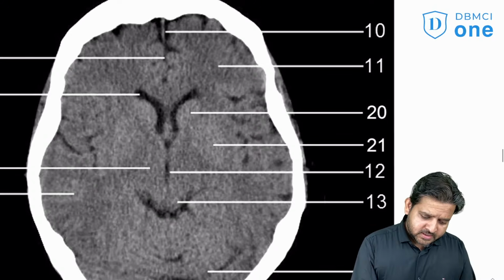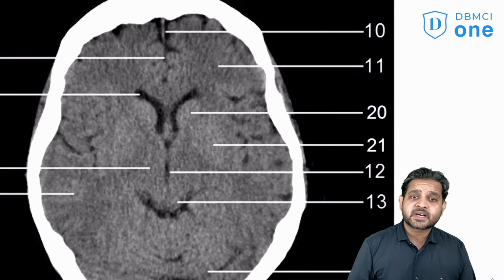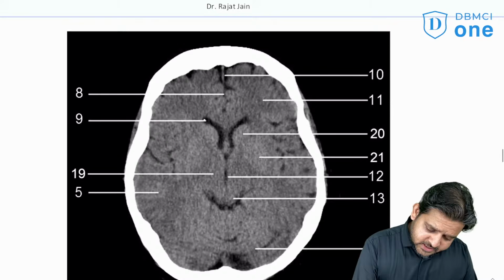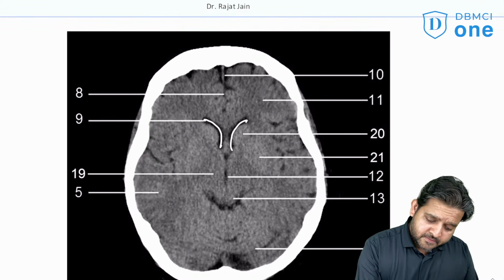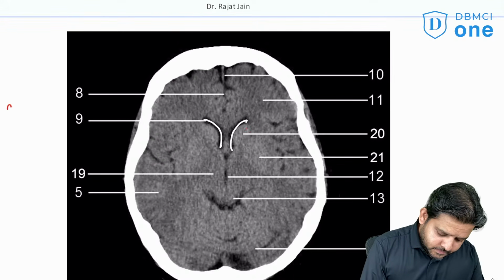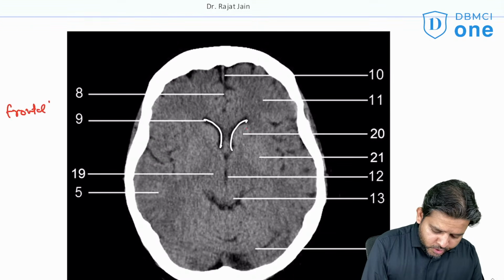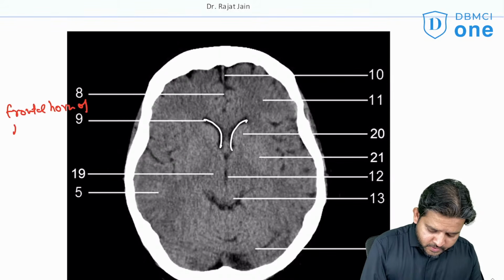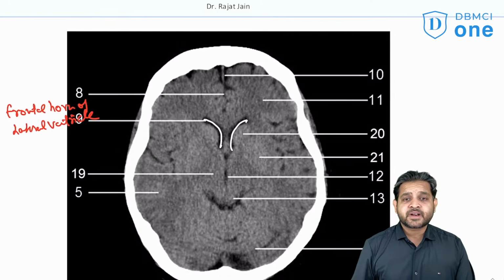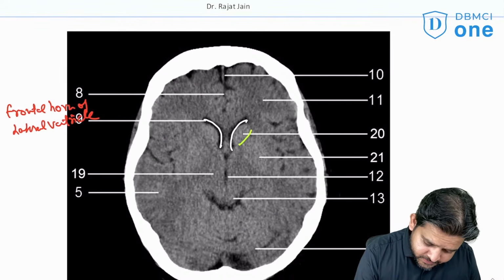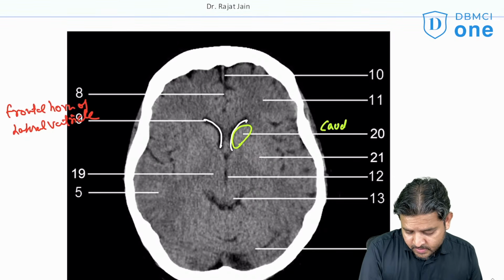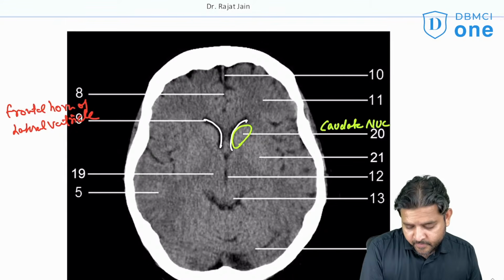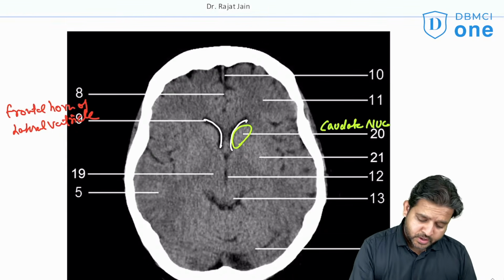So what is this? This is a very commonly asked section in the exam. Now what do we see? These black areas that you could see are what? These are the frontal horn of lateral ventricle. These are the frontal horn of lateral ventricle. Now along with them, this oval shape area that you could see is caudate nucleus, or to be more precise, head of the caudate nucleus.